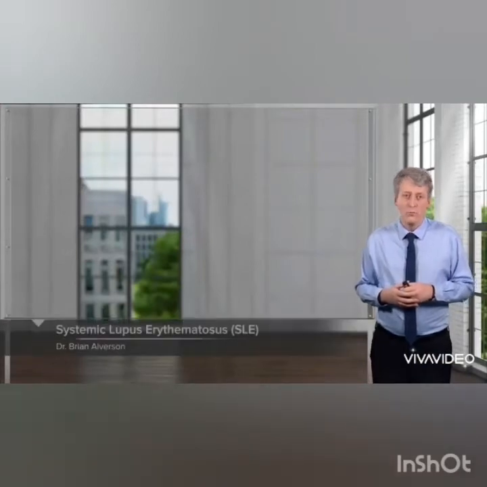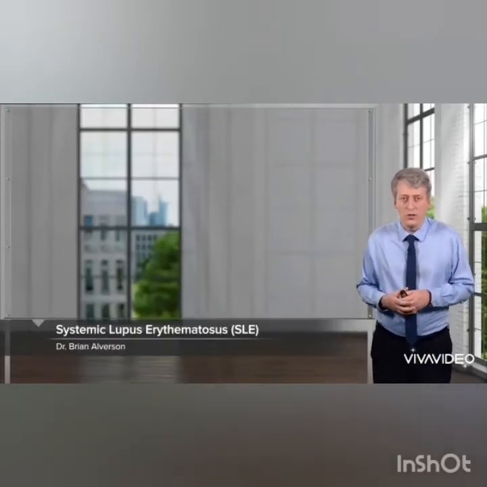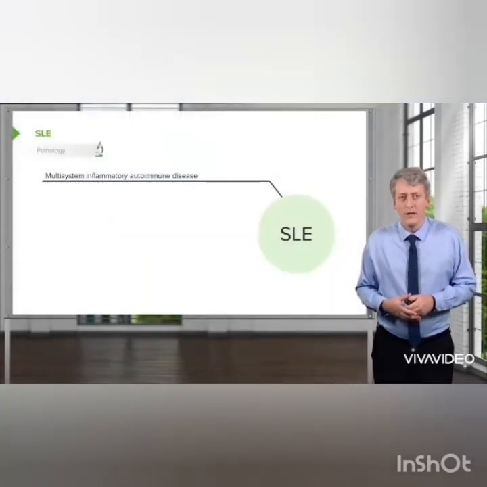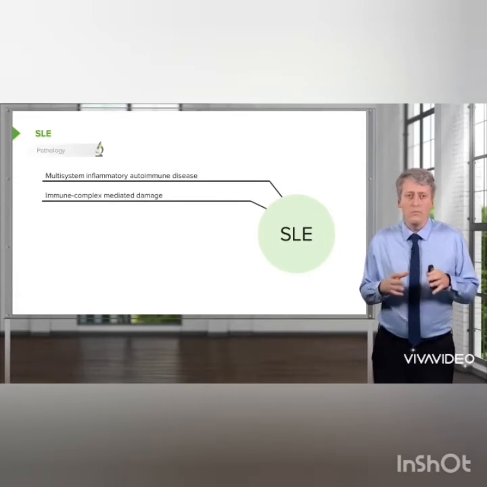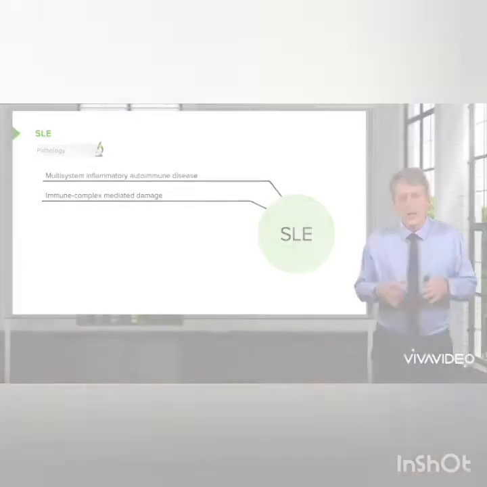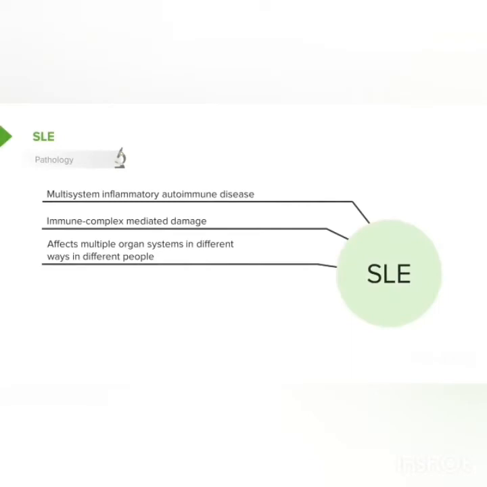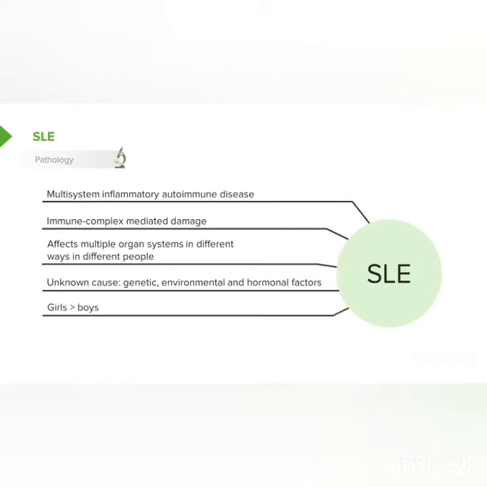Let's discuss lupus, more formally known as systemic lupus erythematosus, or SLE. Lupus has a unique pathology. Basically, this is a multi-system inflammatory autoimmune disease that's caused by immune complex-mediated damage. It affects multiple organs in different ways in different people. And the cause is unknown. There are genetic factors, environmental factors, and hormonal factors which mitigate the disease. It is more common in girls than boys, and the peak pediatric age of diagnosis is 9 to 15 years of age. We don't usually see it in the very young children.